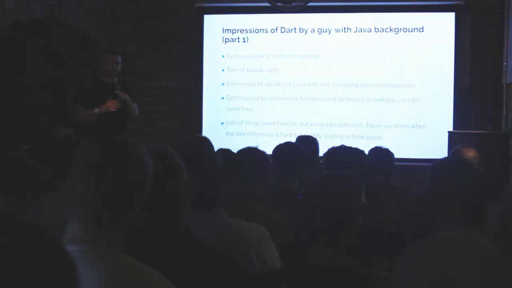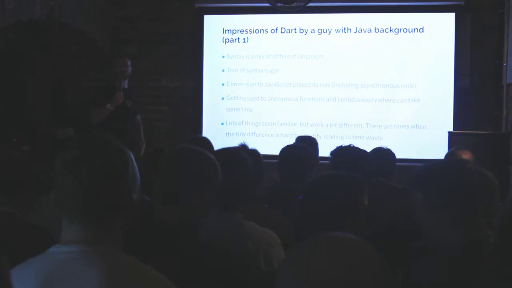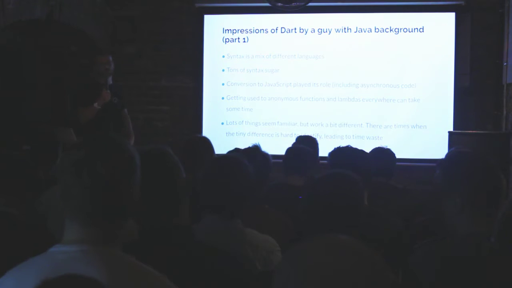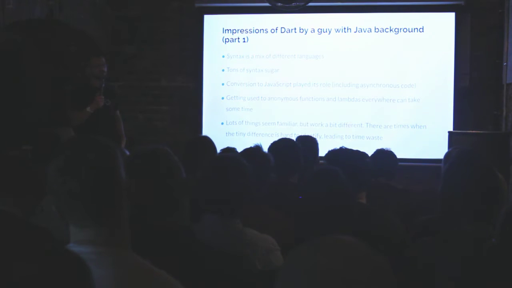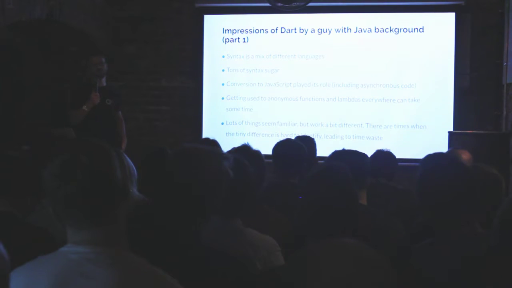Lots of things seem familiar, but work a bit differently or completely differently. For me, such examples were using maps, using lists, and other data types, data structures coming from the Java world. So you have to adjust. You have to remember that. Anytime Dart can strike you in the back in that area, so when you are switching from some other language, just remember about that.